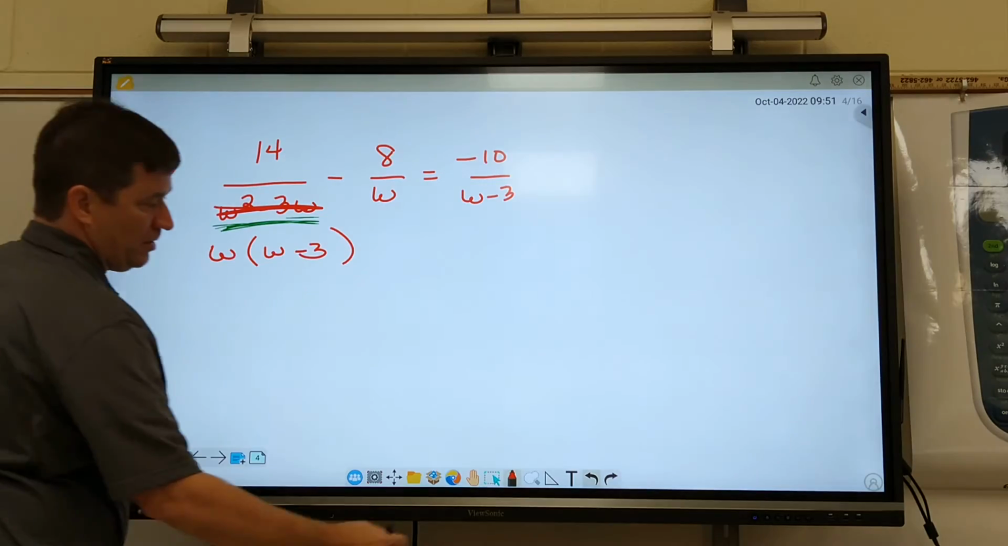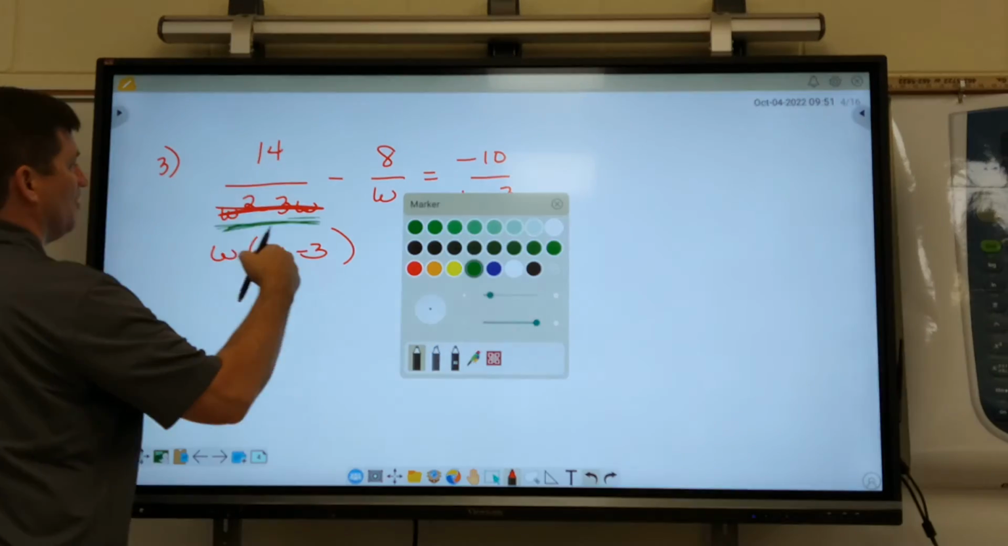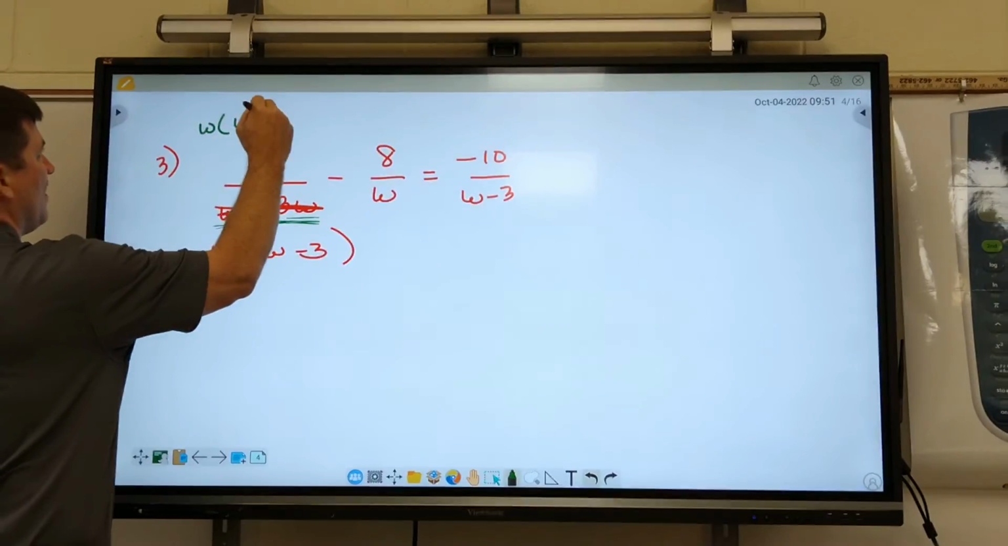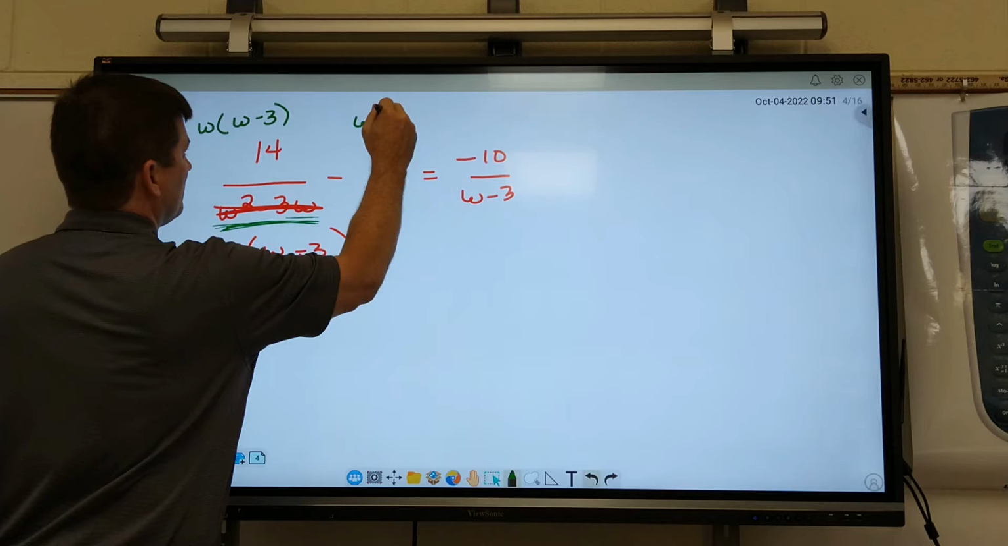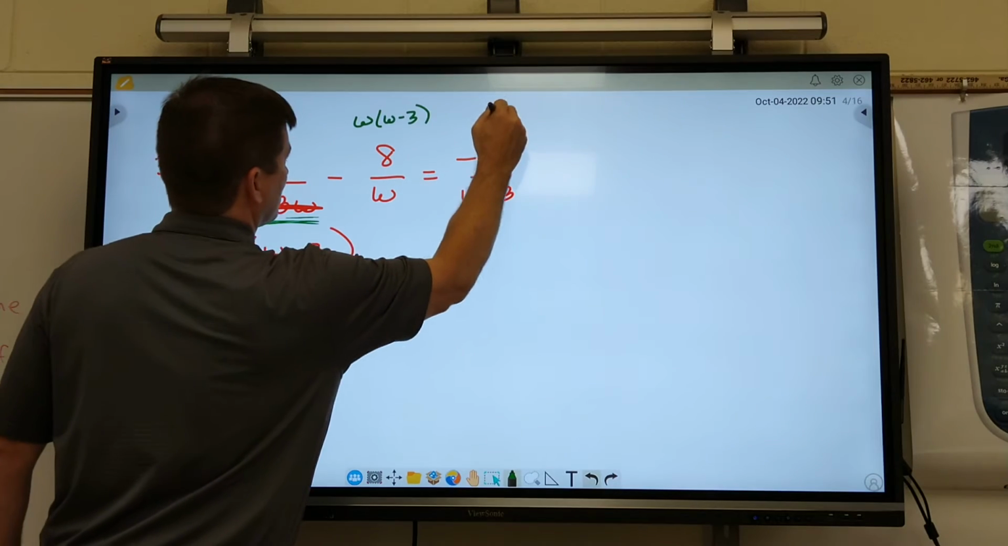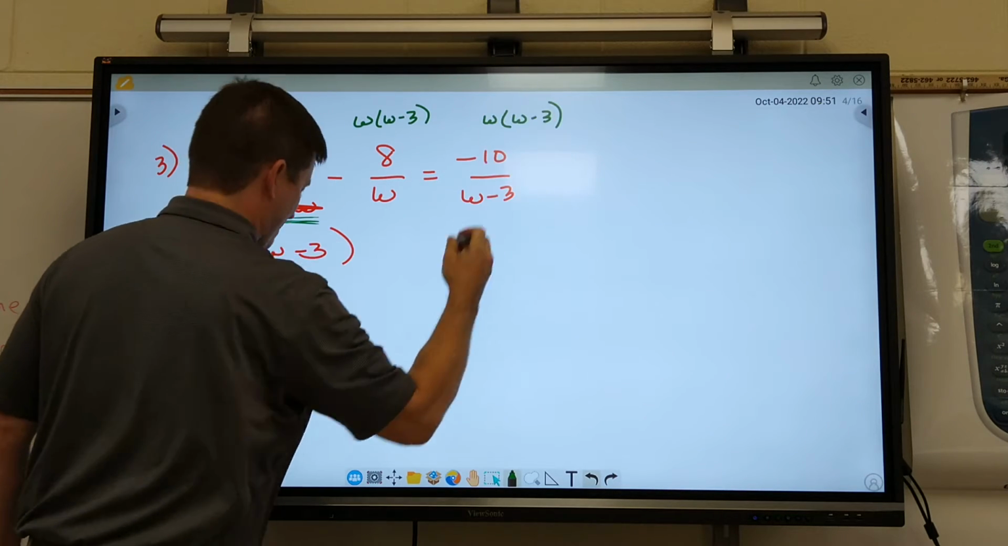If you can get that part right, I don't think the rest of it's going to be that hard. Your common denominator is one of everything on the bottom, so it's going to be W and W minus 3. All right, see what y'all can do with that.